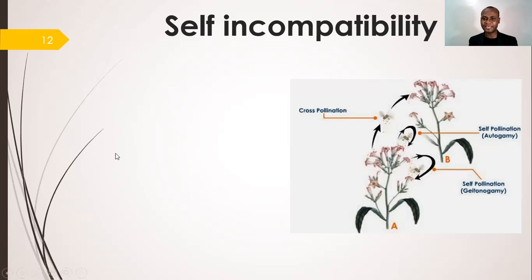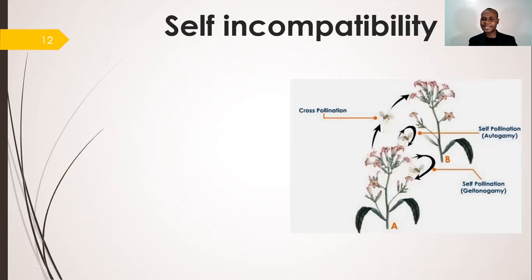Okay, so as you can see in this photo here, we have cross-pollination and then we have self-pollination. In self-pollination, we have 2 types. The first one is called autogamy, which has to do with the pollen from a flower falling on the female part of the same flower.